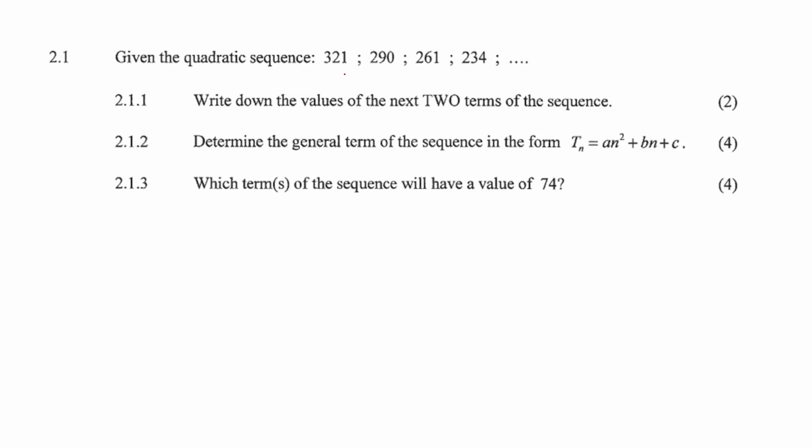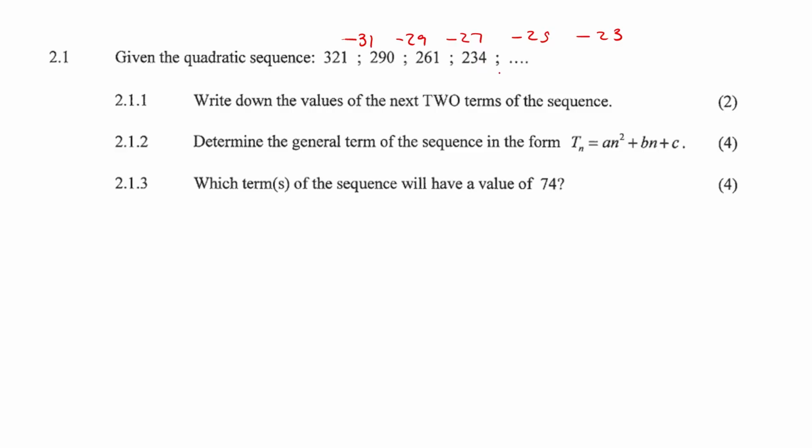So given the quadratic sequence 321, 290, 261, and 234, what are the next two terms of the sequence going to be? So it's a minus 31 here, a minus 29 there, and a minus 27 here. So that is going to be a minus 25 and then a minus 23.